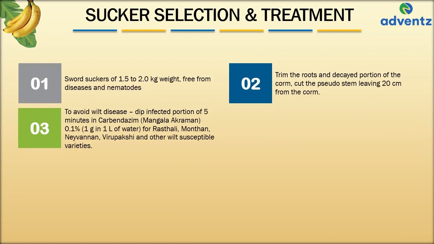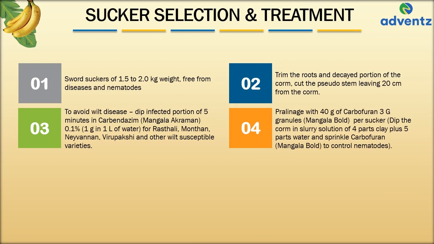To control nematodes in plants, the following options can be used. Apply pralinage along with 40 grams of carbofuran 3G granules, which is Mangala Gold, per sucker. Dip the corm in the slurry solution prepared by using 4 parts clay plus 5 parts water and a sprinkle of carbofuran to control nematodes. Carbofuran is in Mangala Gold.